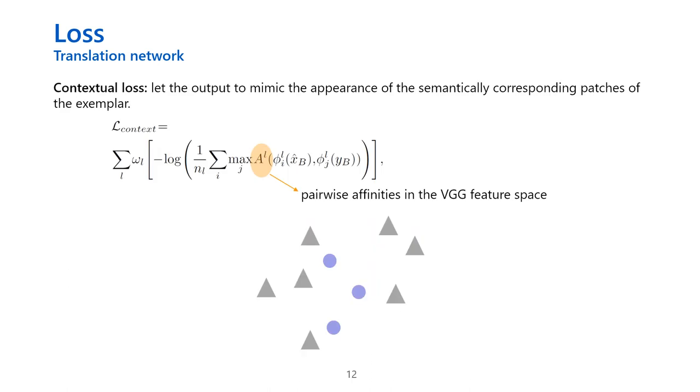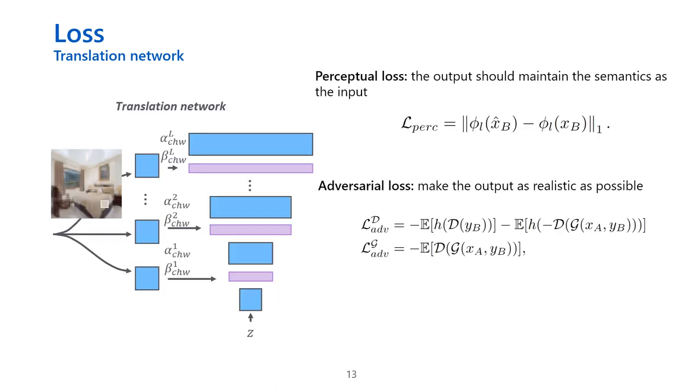Besides, given an arbitrary exemplar image, we use contextual loss to ensure the style similarity. This loss attracts the feature of the output to the neighboring feature of the exemplar. We use high-level VGG features, which represent semantics, so this loss can drive the output to mimic the appearance of the exemplar. Besides, we also use the perceptual loss and the adversarial loss to make the output realistic.